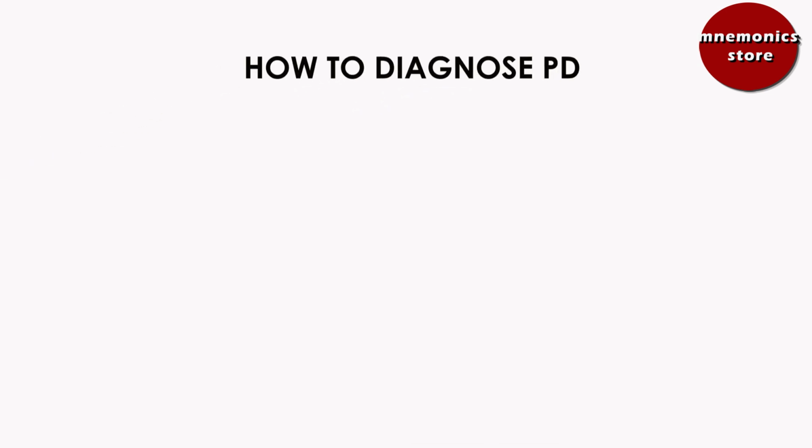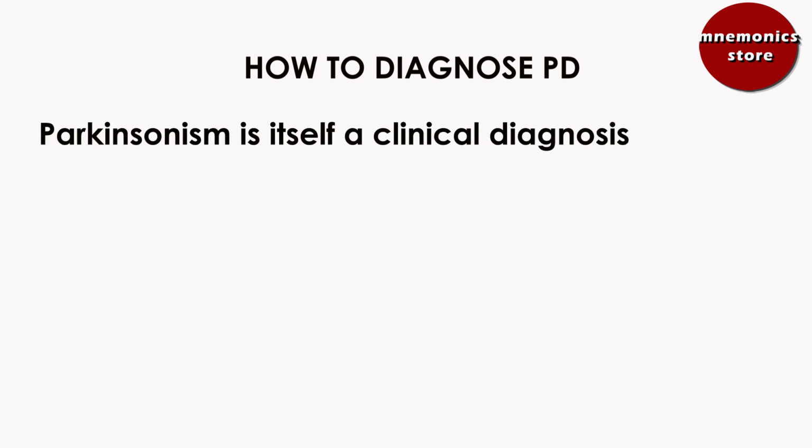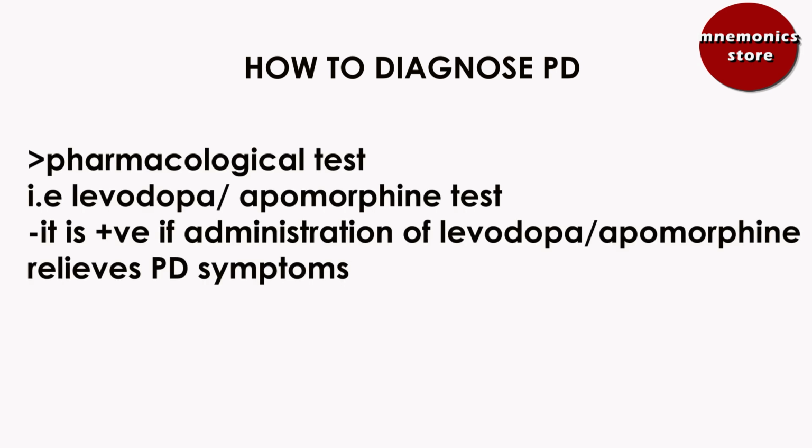How to diagnose Parkinson's disease? First, we should be clear that Parkinson's disease is itself a clinical diagnosis. But in order to confirm this, we use pharmacological tests, for example the levodopa or apomorphine test. We will know the result is positive only if the administration of levodopa or apomorphine relieves the Parkinson's disease symptoms.